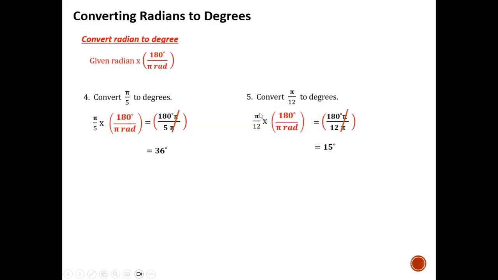So again, quick review, you're given a value in radians, multiply by 180 over pi to get that value and make sure to reduce at the end.